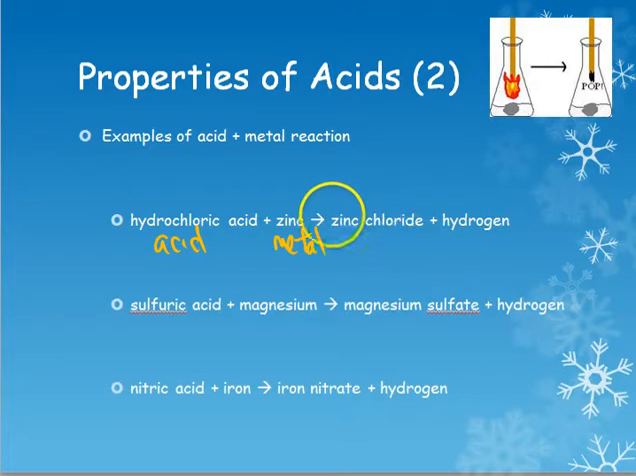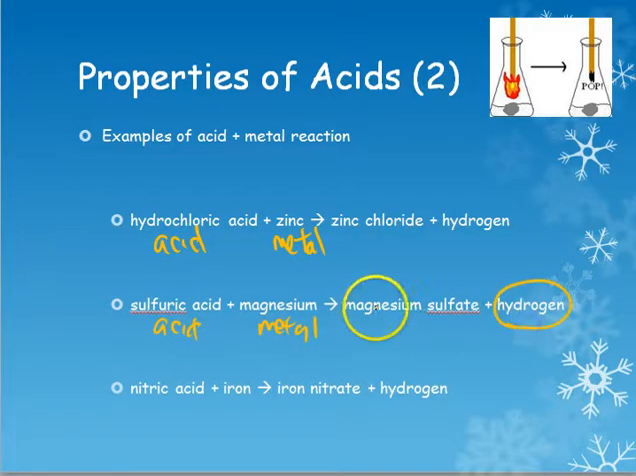But how do we know the salt name? Because it's hydrochloric acid, the salt that's produced will be a chloride. What kind of chloride will it be? Just take the metal and put it in front, so it's zinc chloride. Same thing here. We've got sulfuric acid reacting with magnesium metal. We know that hydrogen gas is produced, but what kind of salt is produced? Sulfuric acid produces a sulfate salt. What kind of sulfate salt will it be? It will be magnesium sulfate, because the metal that's reacting is magnesium.